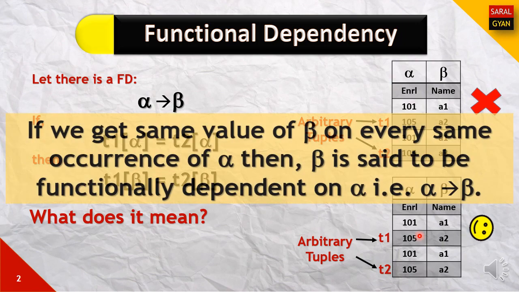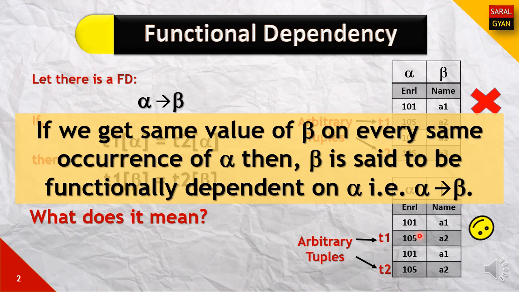So to summarize, if we get the same value of beta on every same occurrence of alpha, as we have seen in the second case, when T1 of alpha is 105 and T2 is also 105, then I got a similar value of beta. In T1 it was A2, in T2 again it was A2. Then beta is said to be functionally dependent on alpha. In other words, there is a dependency from alpha to beta.